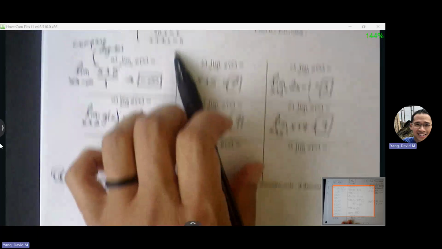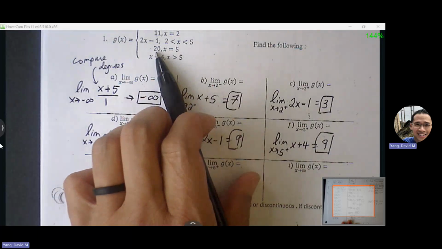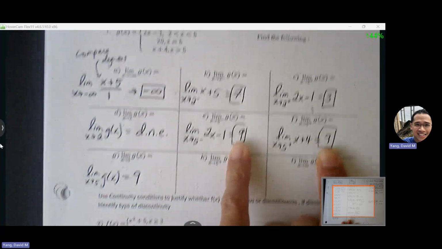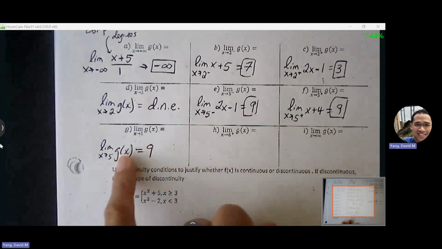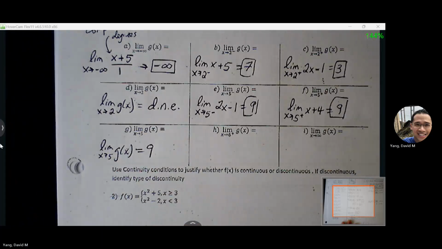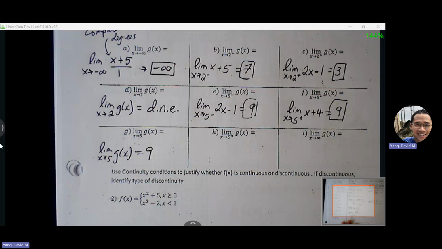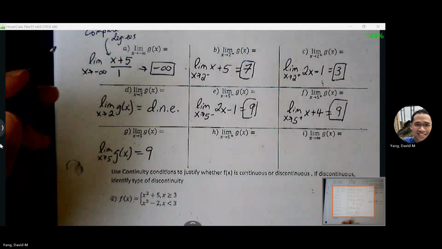Again, approaching 5, the ordered pair is sitting up here at a y value of 20, but from both sides of 5, the graph is approaching the same y value, 9. So the one-sided limit is kind of like the arrow version of the graph that we've been doing on the first day.